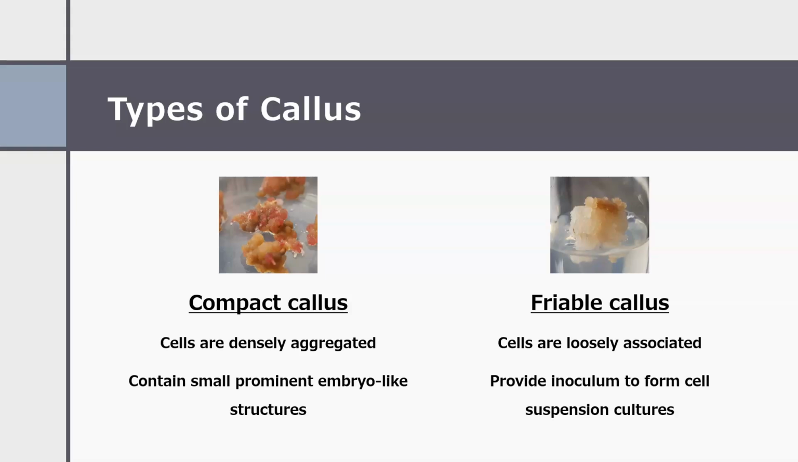The cells in compact callus are densely aggregated, and the callus may contain several small, prominent embryo-like structures. In contrast, the cells in friable callus are loosely associated, making the callus soft, and easily break apart. Friable callus provides the inoculum for forming cell suspension cultures. Callus proliferation can be maintained indefinitely in culture, if it is periodically subcultured in fresh medium, but the callus may lose its ability to redifferentiate after prolonged in vitro culture.